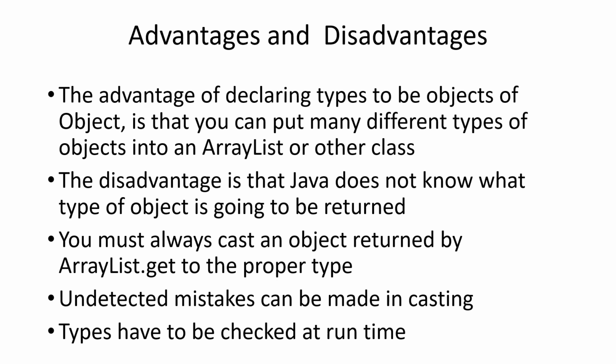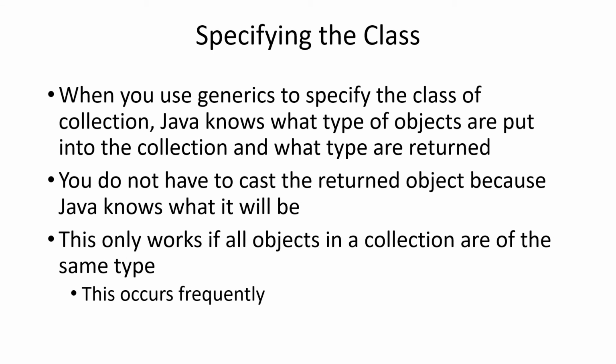So the big advantage of generics is that it knows what type is coming out. Of course, with a generic, you can only put one type of object into the collection. Fortunately, in practice, this is what happens most of the time. Java knows what type is going in, and therefore it knows what type is coming out. Whenever you get an object from that collection class, it knows what type the object will be.